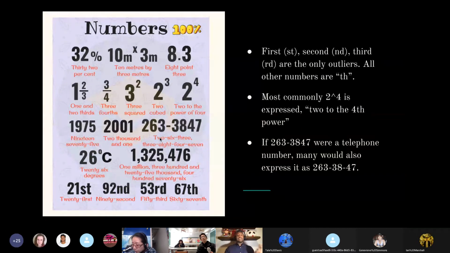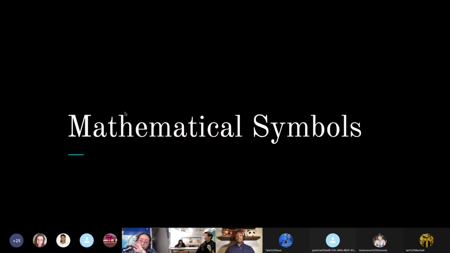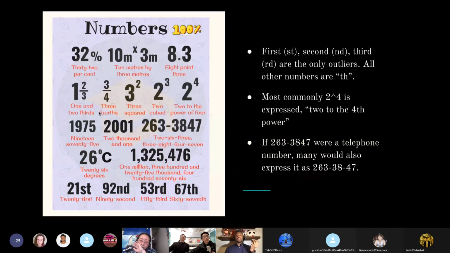And lastly, this phone number, or at least it looks like a phone number. You could definitely say this phone number with each individual digit, 263 3847. But it is very common in English to combine these last four digits. So you would say something like 263 38 47. That's just a matter of preference. Some people will say it that way. Some people will give each individual digit.